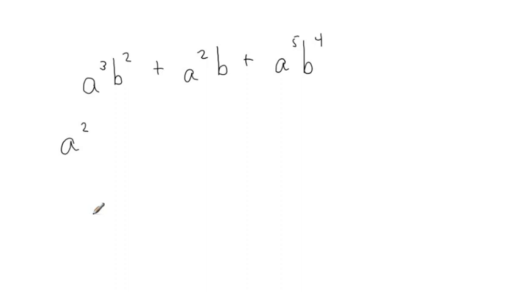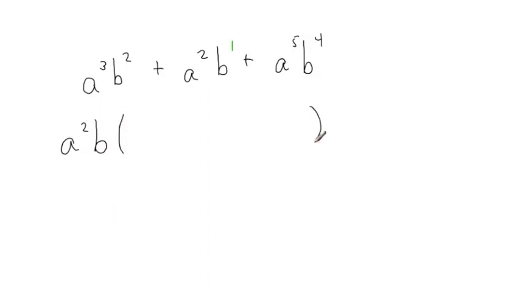Looking at the b's, essentially what I'm looking for is the smallest exponent on the b's. This one has an exponent of 2. This one has an exponent of 1. Anytime there's no exponent, you can write in an exponent of 1. And this one has an exponent of 4. The smallest exponent is 1, so I can factor out one factor of b.